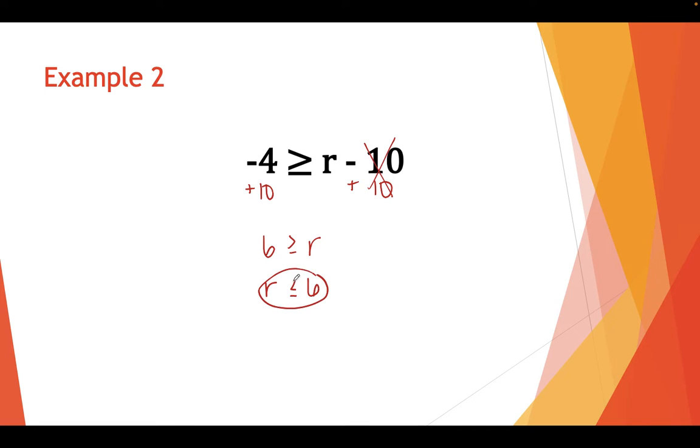My goal is to keep the open part of the inequality symbol facing the 6, so my answer reads r is less than or equal to 6. This would give me a number line where there is a closed circle on the number 6, and everything to the left of 6 is shaded in, showing all of the numbers less than 6.